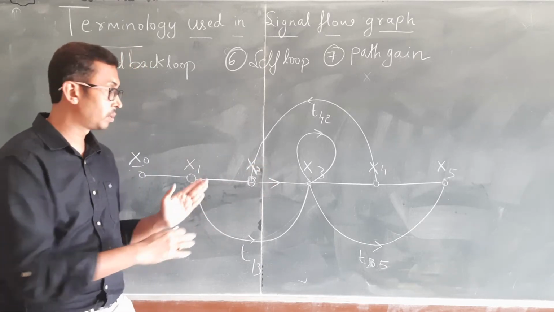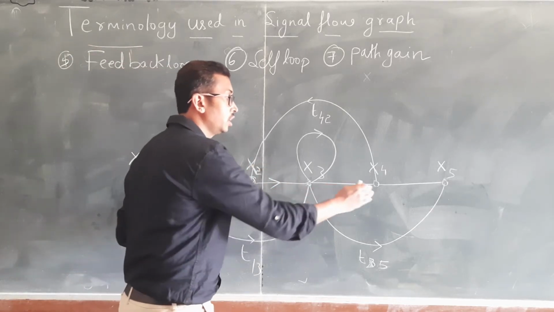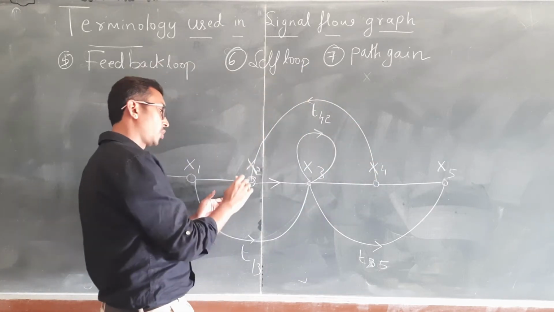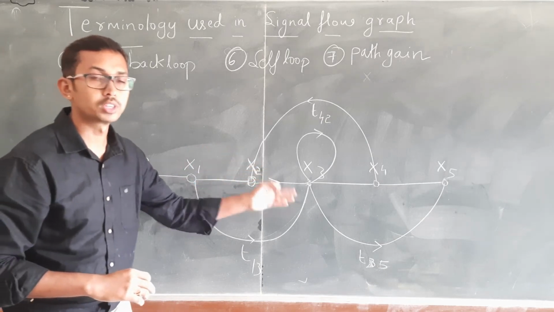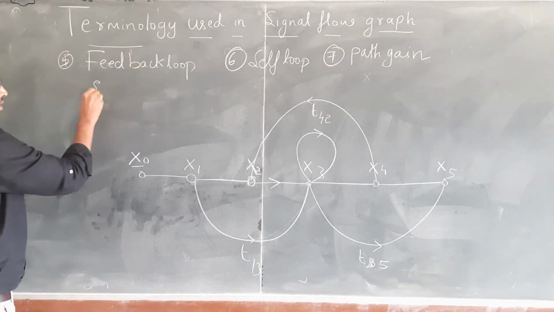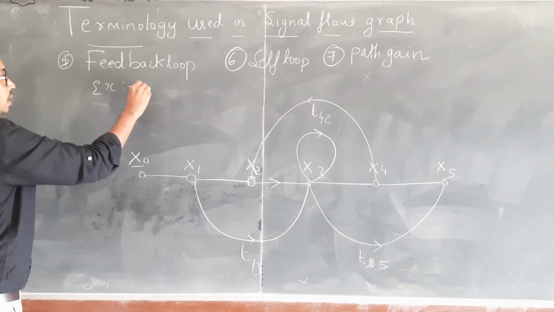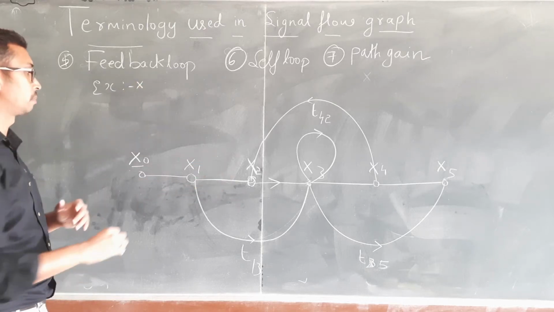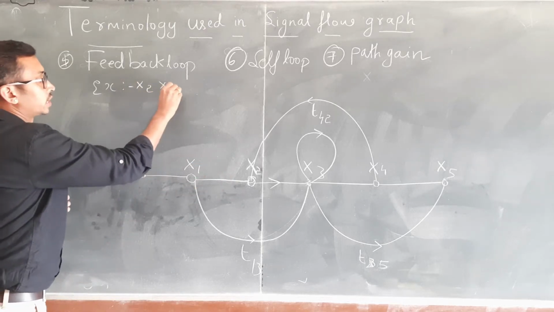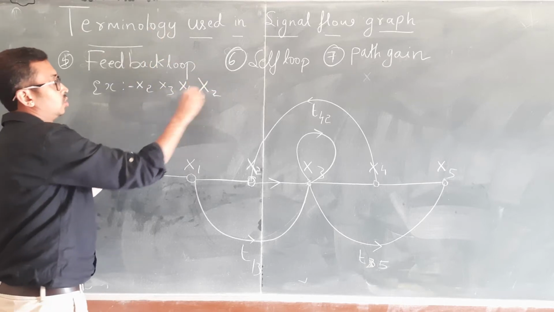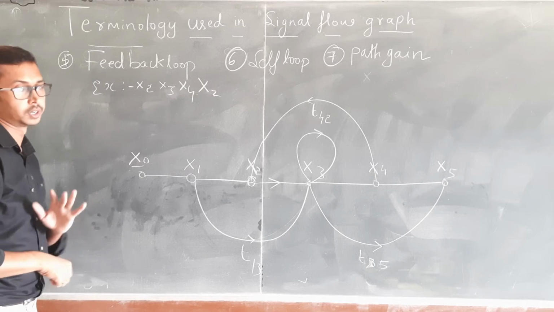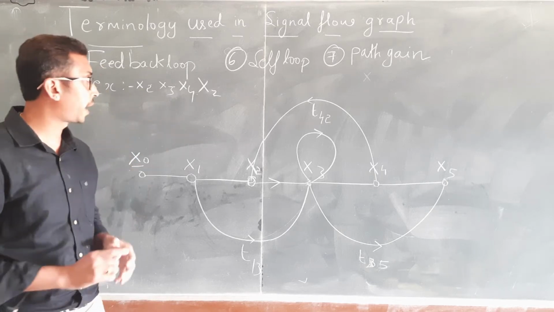Feedback loop. For example, x2, x3, x4, then back to x2. So that is one of the feedback loops available over here. For example, I am writing over here the available feedback loop in this example: x2, x3, x4, then back to x2. I am just writing the path. This is about the feedback loop.